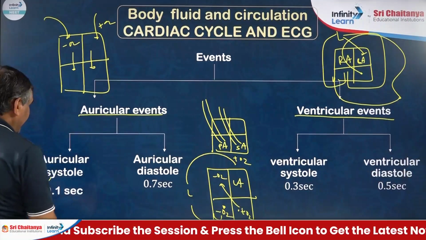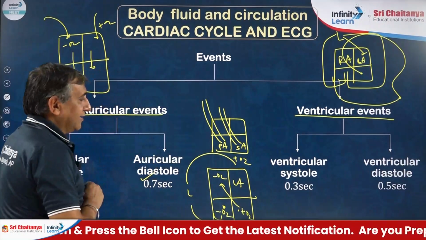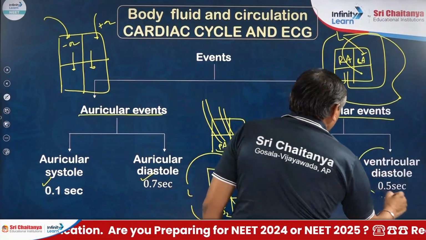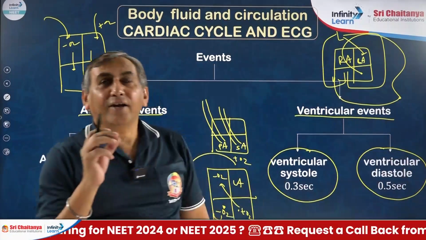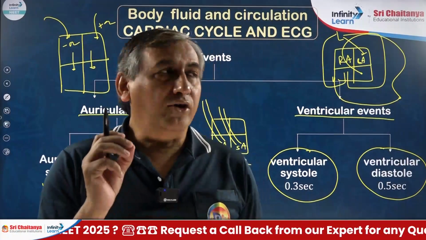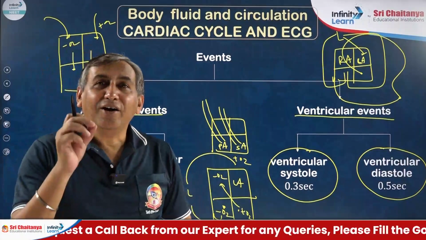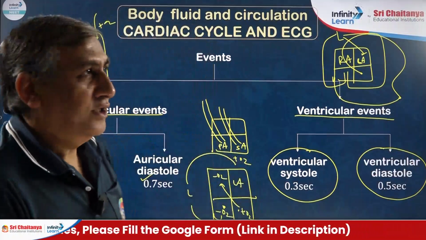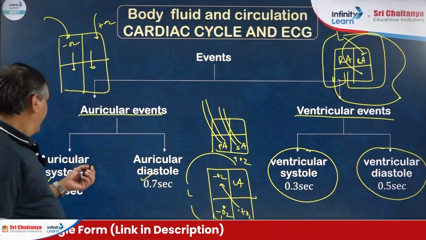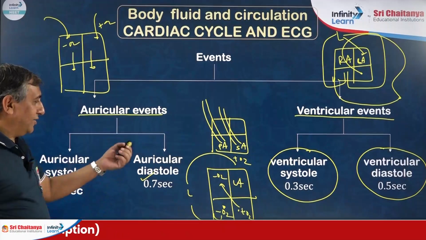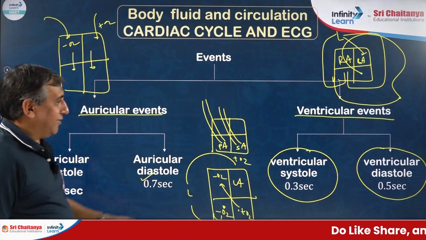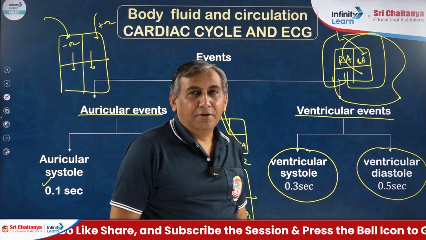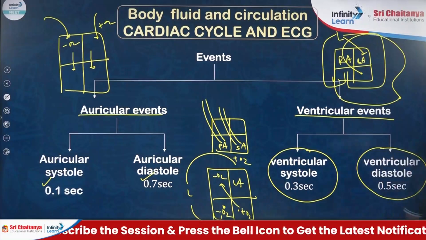So 0.1 second and 0.7 second, that is the auricular systole and diastole. Ventricular systole is 0.3 and ventricular diastole is 0.5. Whenever you are studying zoology, always keep your questions ready, because without questions, how can you learn? You have to ask questions. I said auricular systole 0.1, auricular diastole 0.7, ventricular systole 0.3, ventricular diastole 0.5.